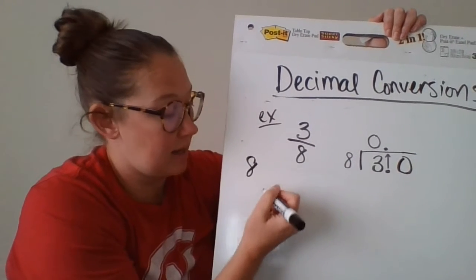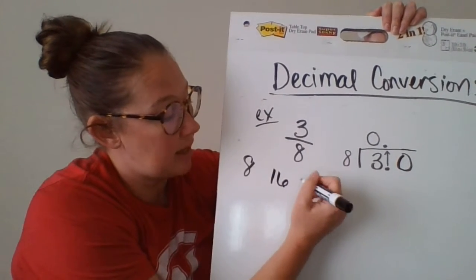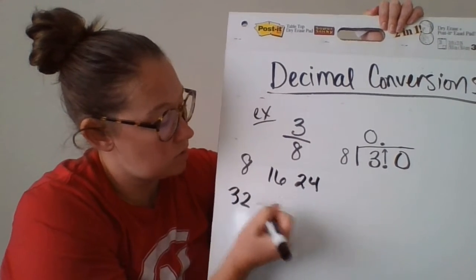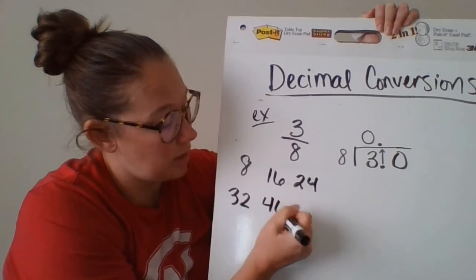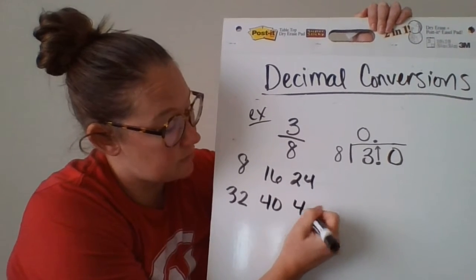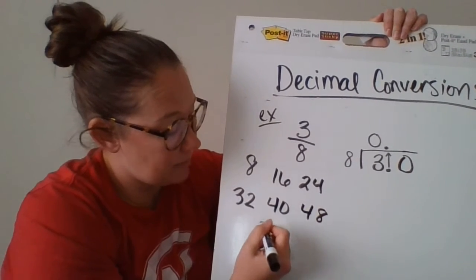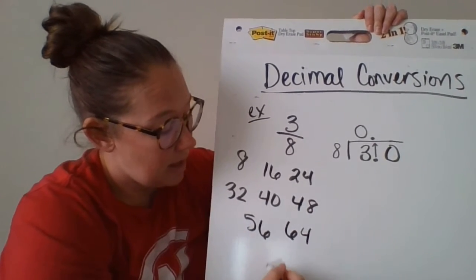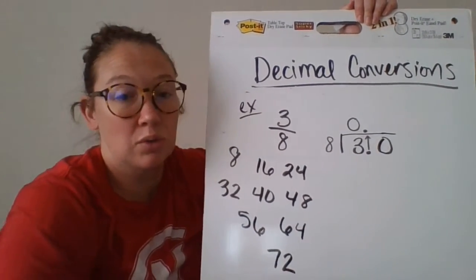8 times 1 is 8. 8 times 2 is 16. 8 times 3 is 24. 8 times 4 is 32. 8 times 5 is 40. 8 times 6 is 48. 8 times 7 is 56. 8 times 8 is 64. And 8 times 9 is 72.